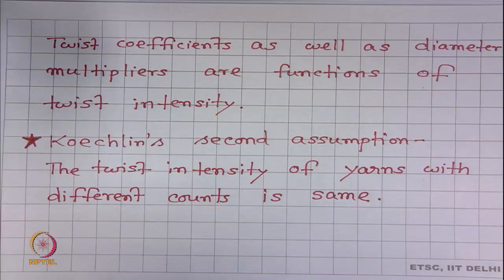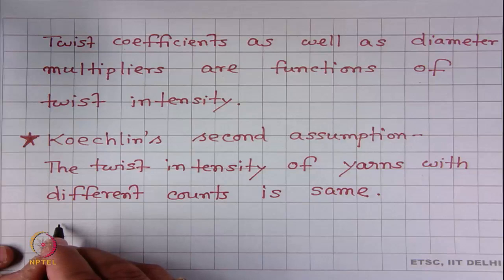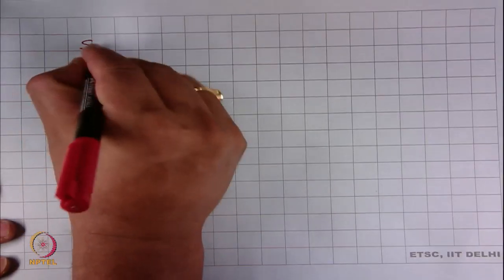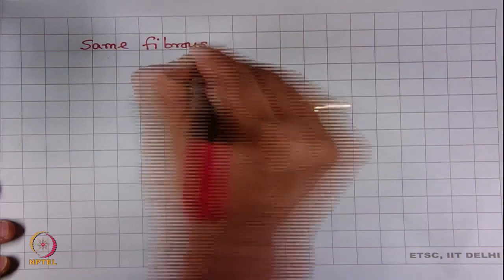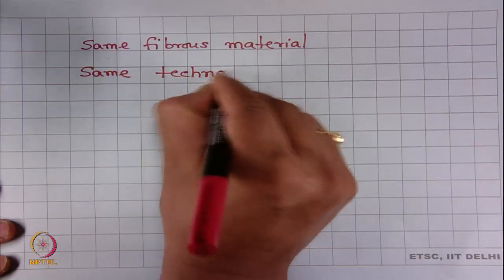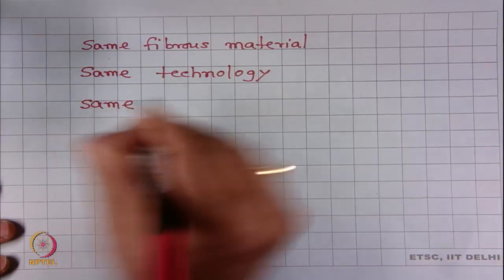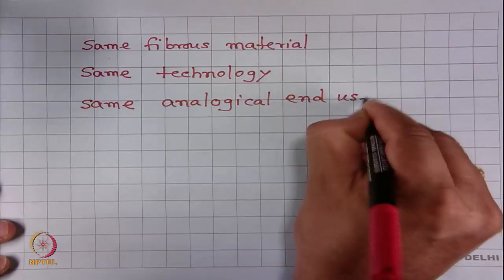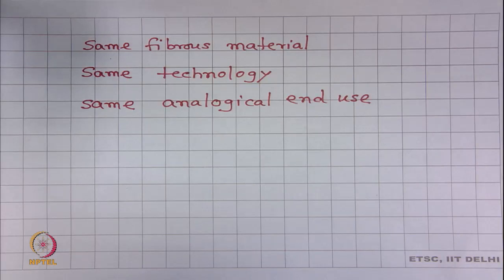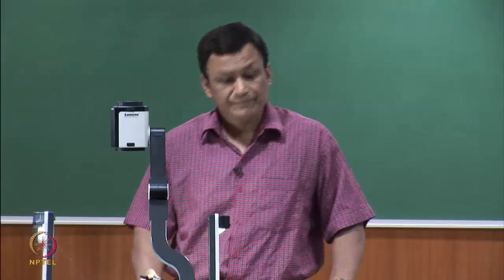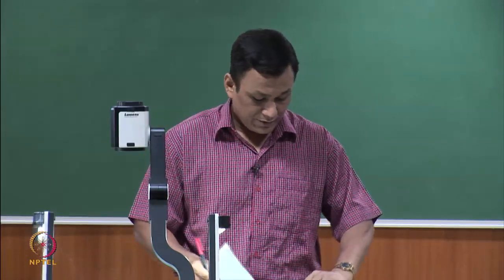That means, and as I told you earlier, Coughlin used same fibrous material. He used same technology for yarn production, and those yarns were of same analogical end use, apparel end use. Right. And Coughlin's second assumption was the twist intensity of yarns with different counts is same. So, that means twist intensity is same. Then what happens to our consequences?